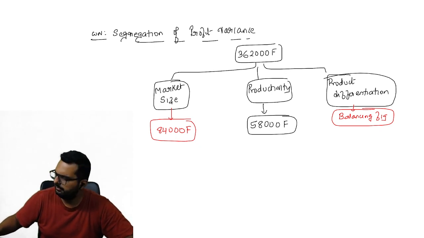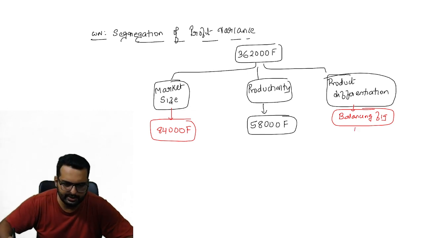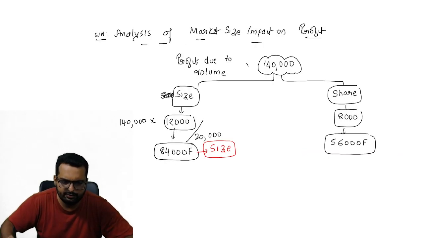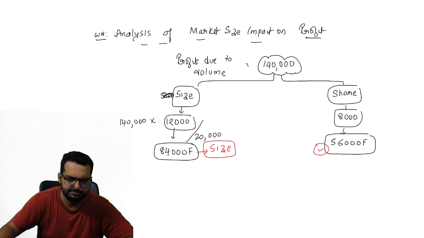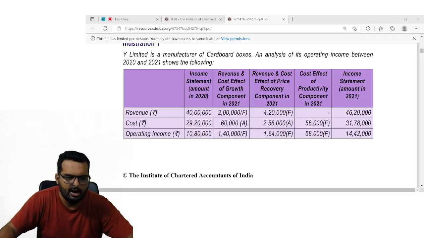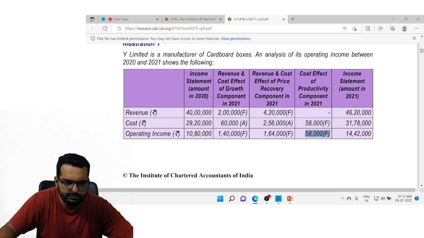Lakh minus 84,000 minus 58,000. Do I get the answer over here as 2,20,000? Okay, this 2,20,000 actually will have two breakups. One is this 56,000 that we found out. What is this 56,000? That is market share.